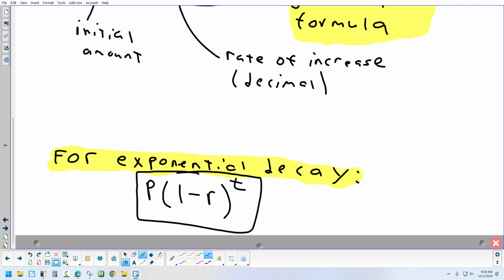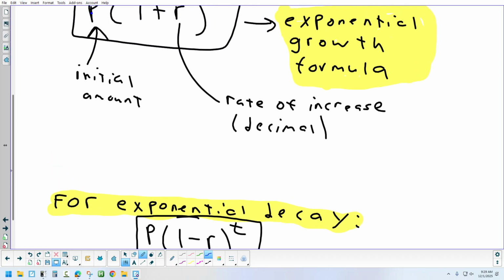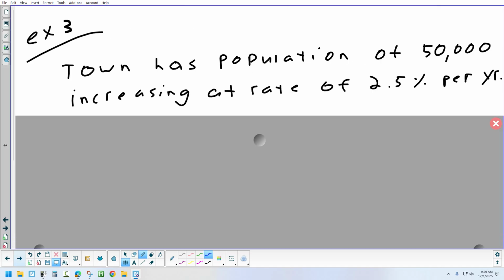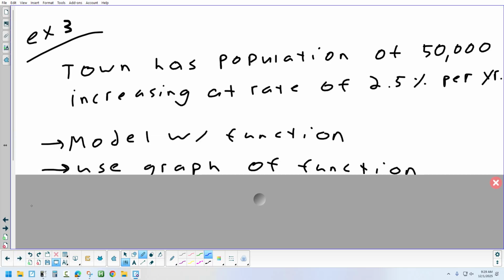Okay, so those are our 2 formulas for exponential growth and exponential decay. Now we'll try one. Does everybody have both formulas? All right, so we've got a town with an initial population of 50,000 people, increasing. So right away, increasing tells you, is this growth or decay? This is growth. It's increasing at a rate of 2.5% per year.